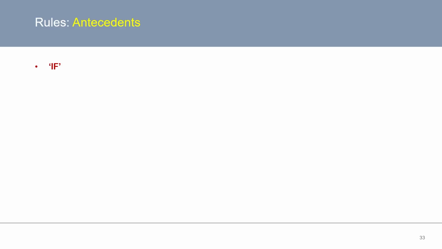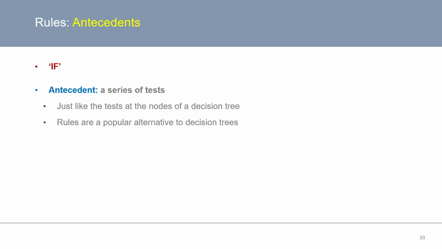Let's dig a little more into the rule's antecedent, or its condition. This is the if part of the rule. The antecedent represents a series of tests to be conducted, not unlike the tests at each decision node of a decision tree. As we've seen, there are natural links between rules and trees, and in the context of expert systems, rules are a popular alternative to decision trees as a form of knowledge representation.